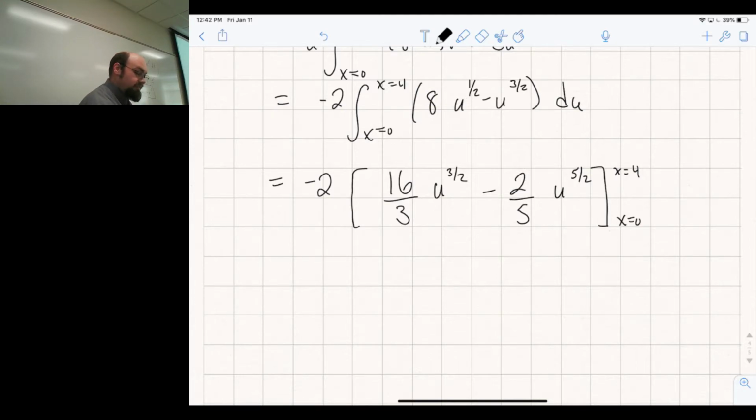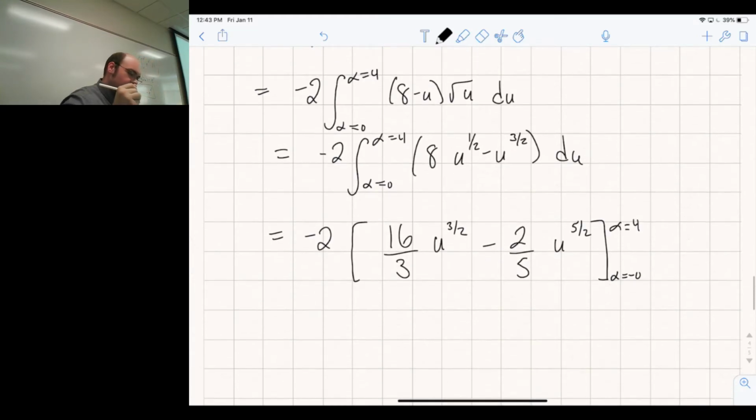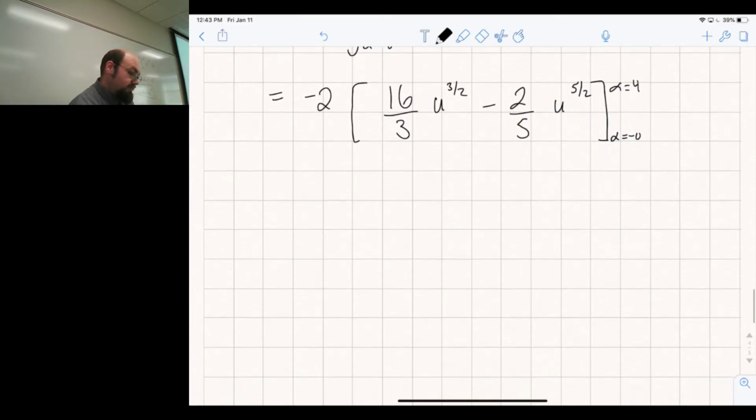Why do I keep writing x equals, x equals? Right, because I'm using u now. Oh, dang it, you're right. I got all the way through there. Those should have been alphas. There we go. Should have been alphas all the way down. That's what I get for changing variables.